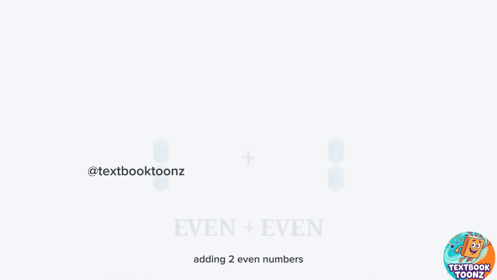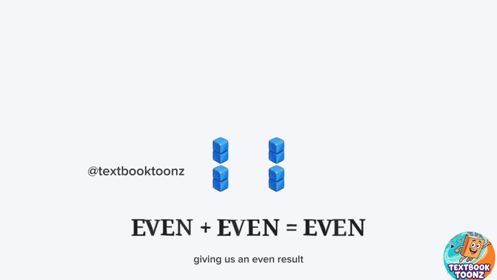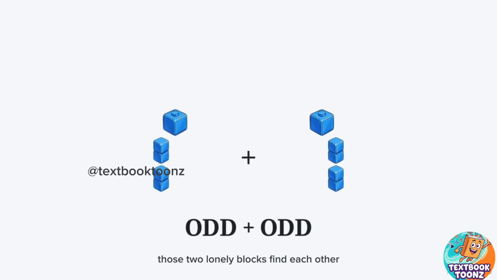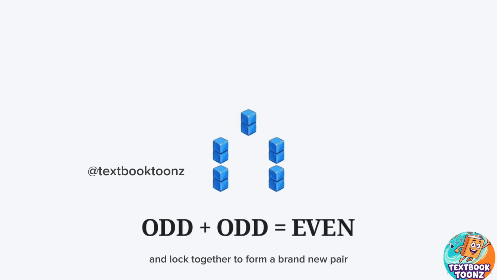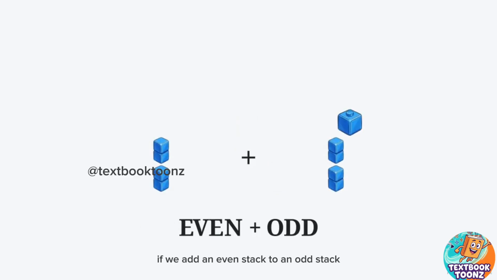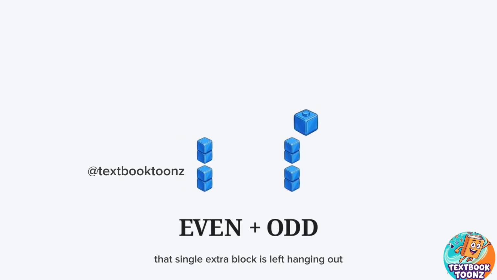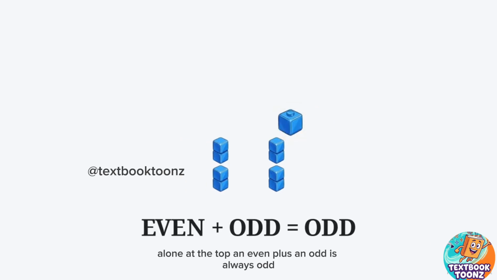Adding 2 even numbers just stacks neat pairs on top of neat pairs, giving us an even result. But when we combine 2 odd numbers, those 2 lonely blocks find each other and lock together to form a brand new pair. That proves an odd plus an odd always equals an even. If we add an even stack to an odd stack, that single extra block is left hanging out alone at the top. An even plus an odd is always odd.